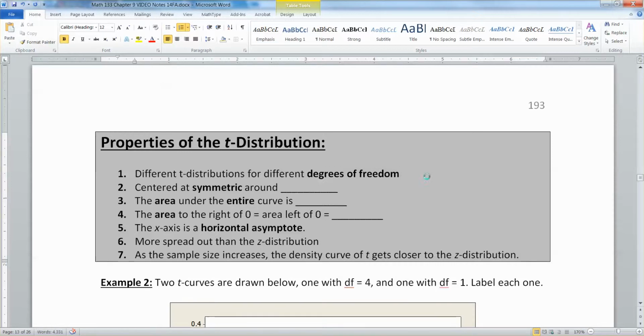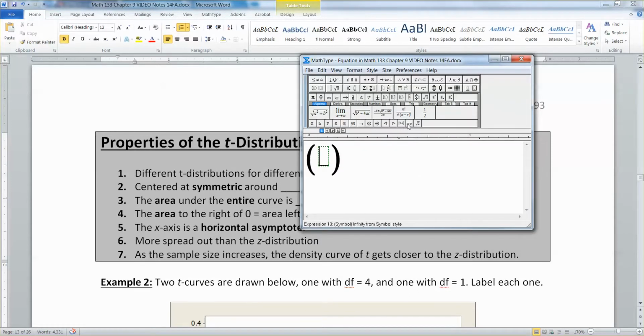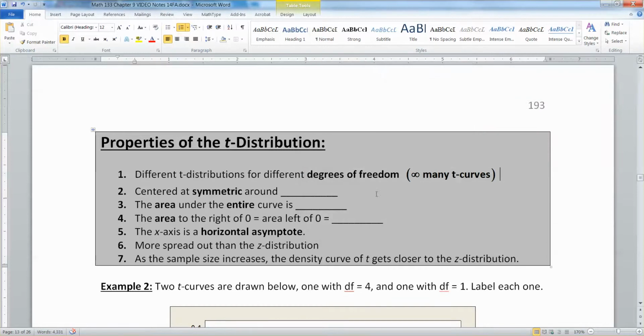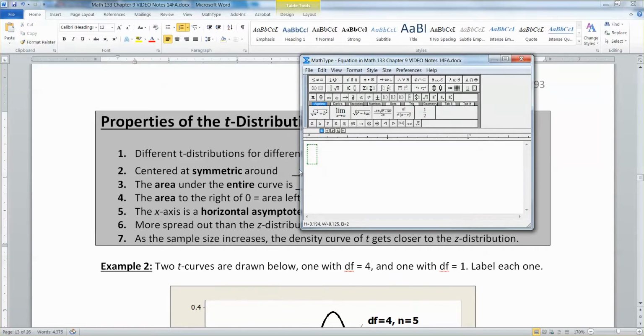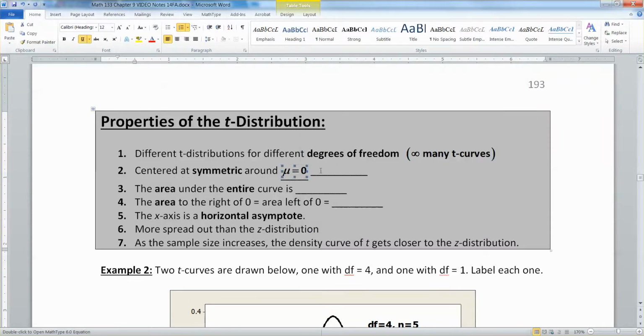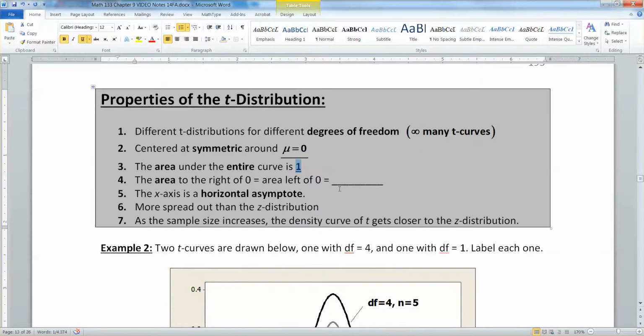Realize that this means that there are infinitely many t distributions, t curves. There has to be, because there's one for every possible degrees of freedom. Next, we see that the curves are all symmetric around the center, which is at the mean, which is equal to 0. Then, the area under the entire curve must be 1, because it's a probability distribution, and probabilities always must sum to 1 over the entire sample space.